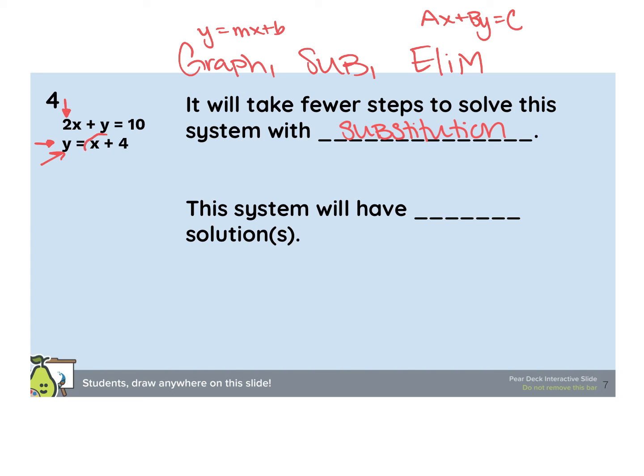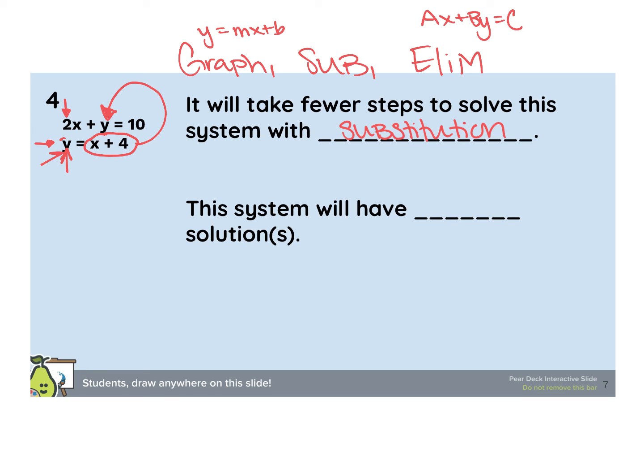So we are substituting x plus 4 into the first equation, and we're substituting it for what? For the y. So that's not on this slide, but it's going to be in the assessment. You need to know, what are you plugging in to the other equation? And it's all drop down, so it's all multiple choice.